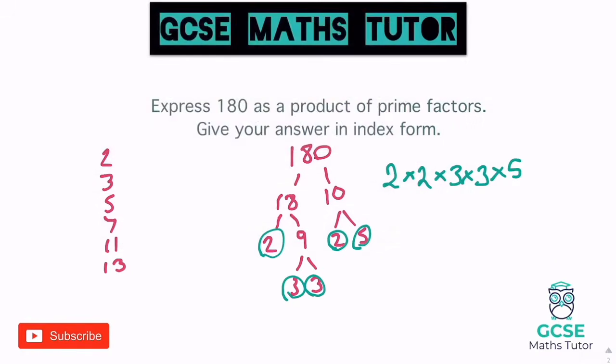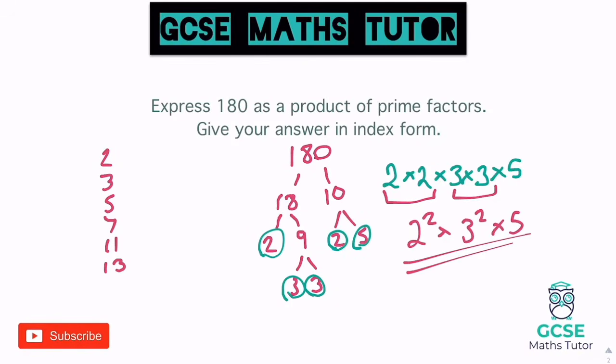Okay, and now we can write it in index form. So we've got 2 2s, which is 2 squared. We've got the 2 3s, which is 3 squared, and we've got the 5 at the end. And there's our answer as a product of prime factors in index form.